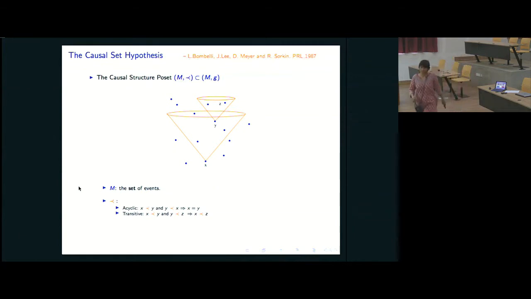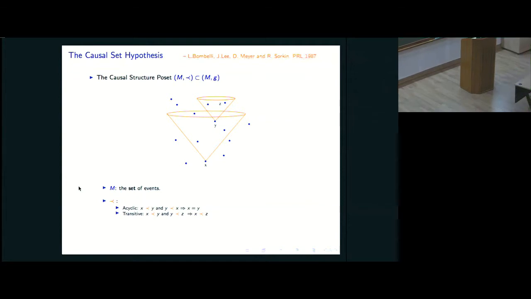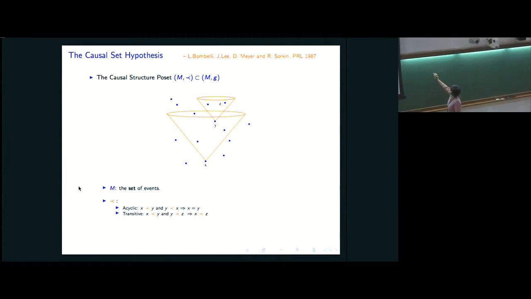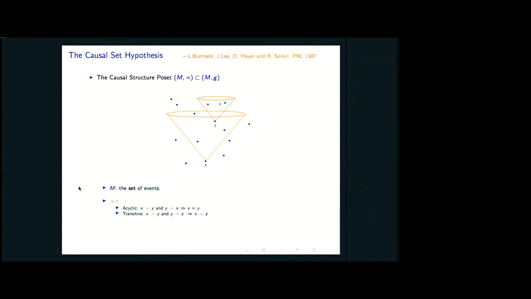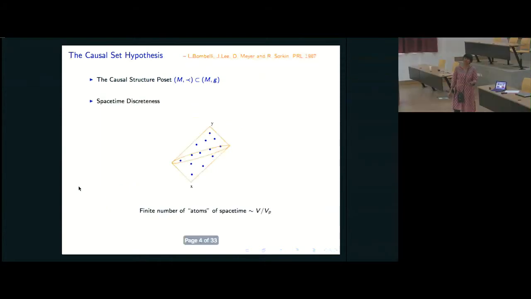Now, just to stress, this structure is not present in any other signature spacetime. The underlying causal structure poset is only there when you have signature minus plus plus plus, whatever convention you choose, one time direction. If you have more than one time direction, there is no causal structure poset. So this is very crucial. This is what one starts with, and I'll motivate it in a second.